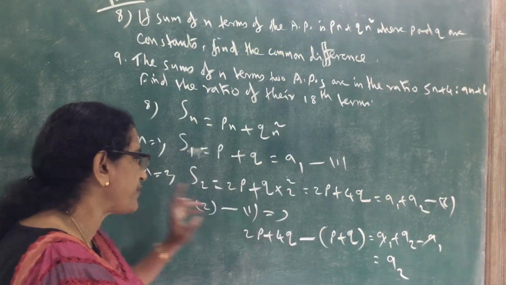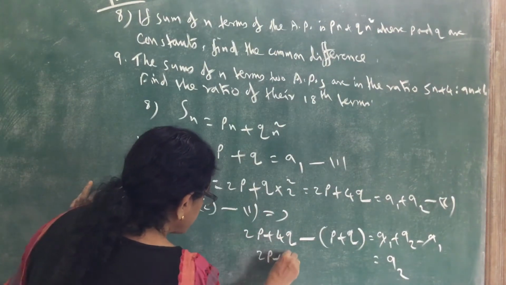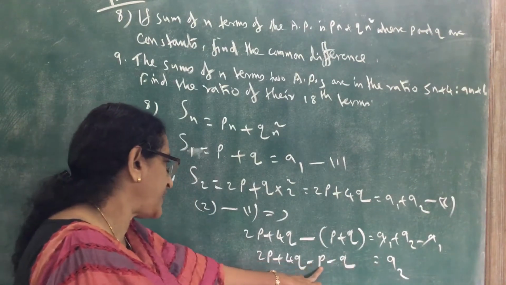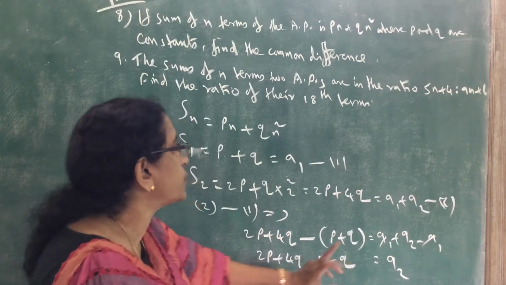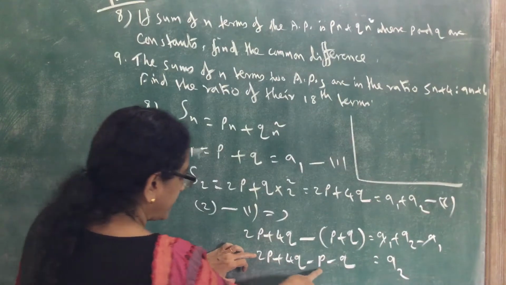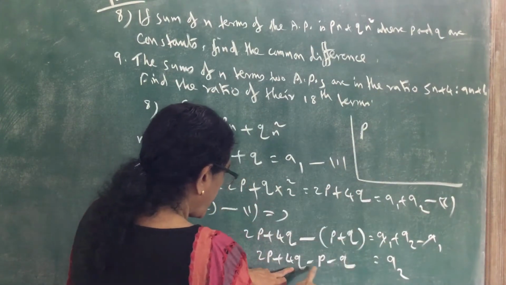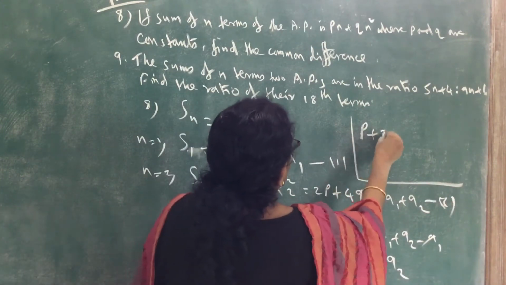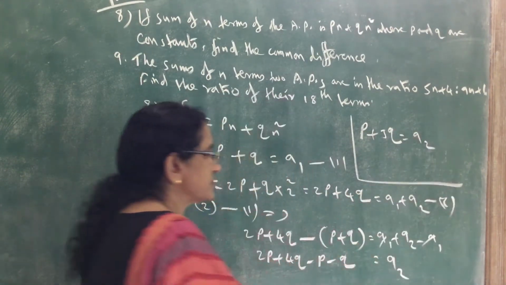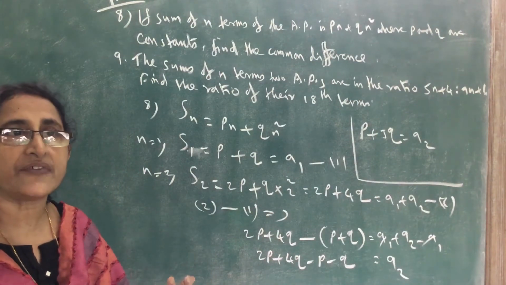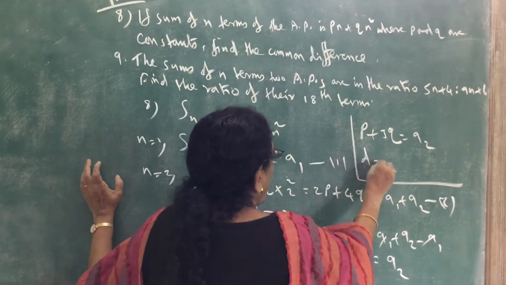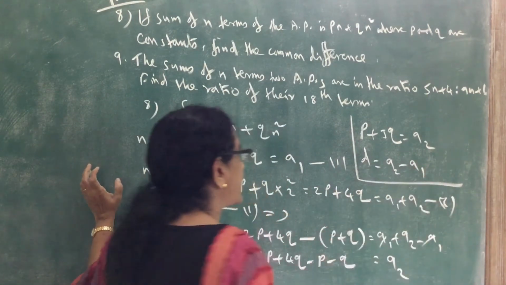So when we simplify, what we get? 2P plus 4Q minus P minus Q. That is 2P minus P, P, and 4Q minus Q, 3Q. So P plus 3Q is equal to A2. How do we find the common difference? Second term minus first term. Therefore D, the common difference, is A2 minus A1.